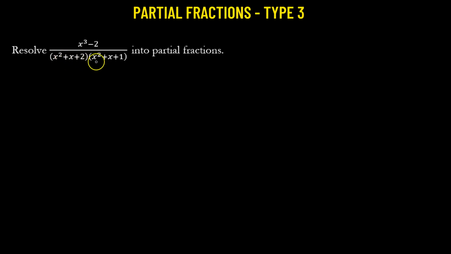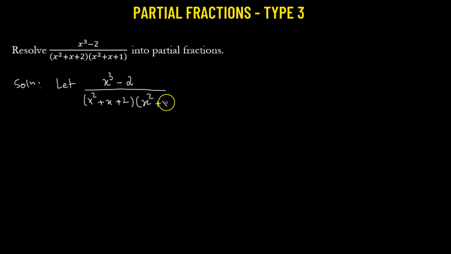So in this problem, we are provided with a rational fraction and our goal will be to resolve it into its partial fractions. Well, let us begin. So we'll start with a given rational fraction, x cubed minus 2 divided by, so in the denominator we have the product of two factors and both the two factors are quadratic in nature. The first factor being x squared plus x plus 2 multiplied by x squared plus x plus 1.